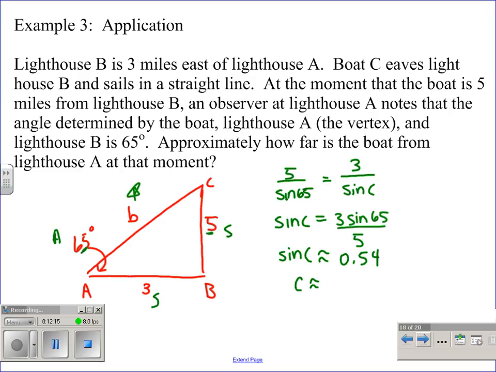So C is approximately 32.65. I'm sorry, 68 degrees. And this is the measure of angle C, okay? So we have the measure of this angle here now, okay?